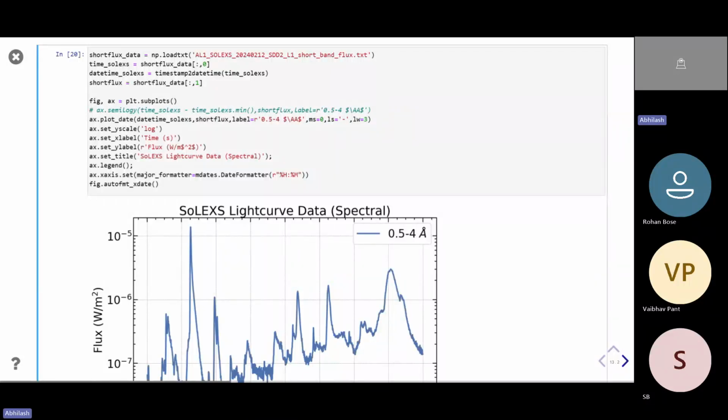Okay, it's probably not visible. There is no way to get rid of this top line, right? Okay, anyway, fine.